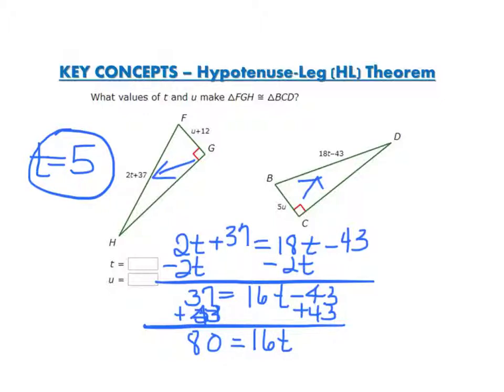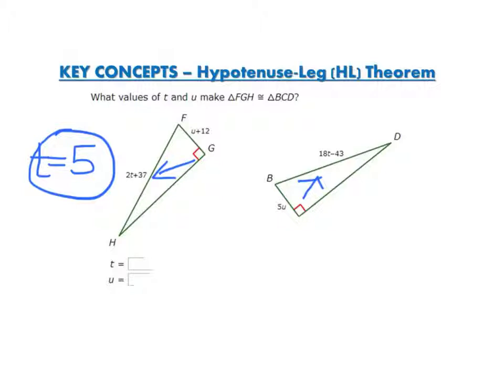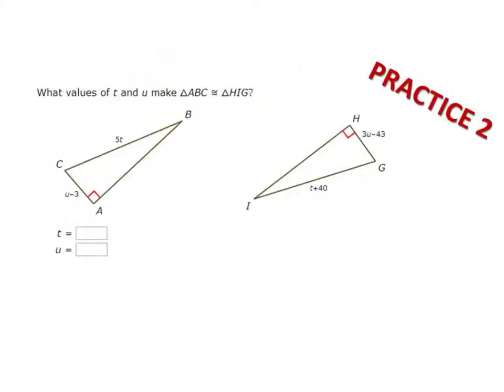Now I need to do U. I need to set the legs equal to each other. So I have 5U equals U. Practice problem 2. What values of T and U make these two triangles congruent?